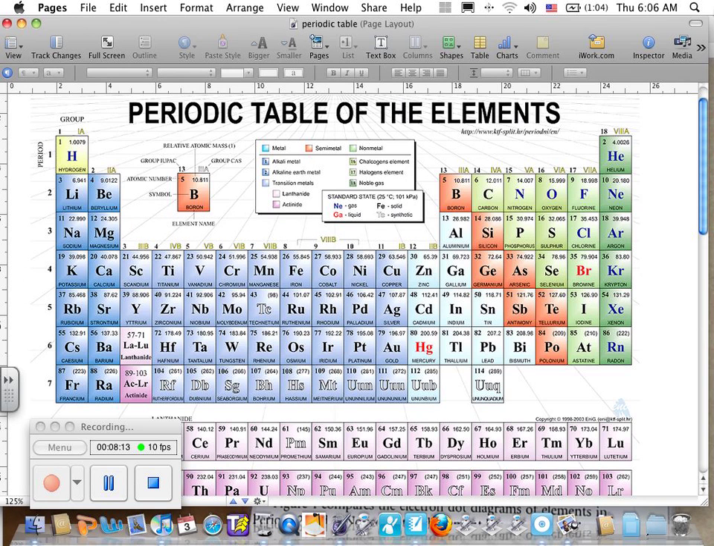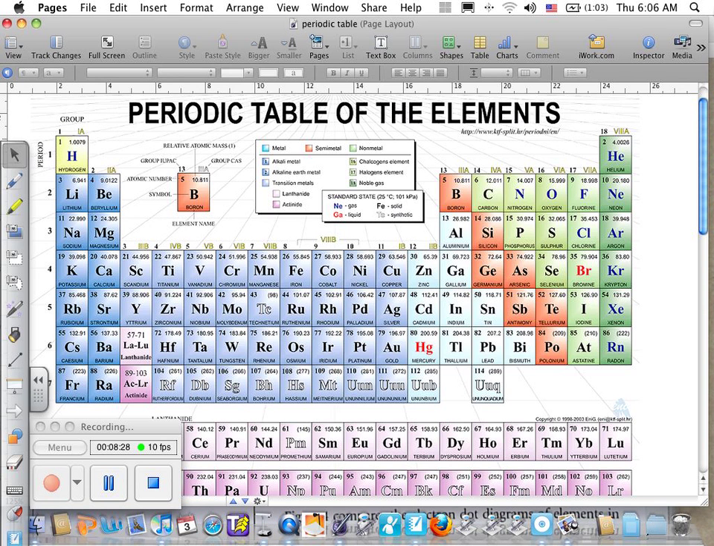Check it out. Okay. So each period represents a different energy level. Period 1, with hydrogen and helium, has the same energy level. They're all in the first energy level. Now, period 2, let me get my selecting tool. Period 2 is in another energy level. They're all in the same energy level. And look, we've got 1, 2, 3, 4, 5, 6, 7, 8. 8 in each period. Wow, that's the same as 8 valence electrons.